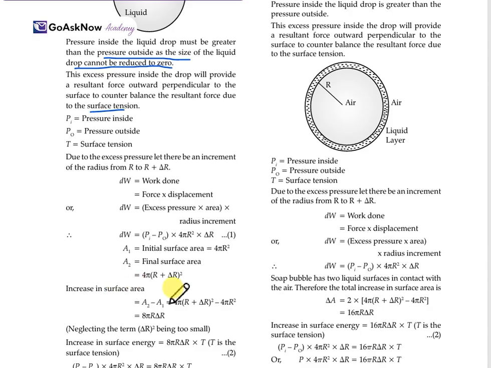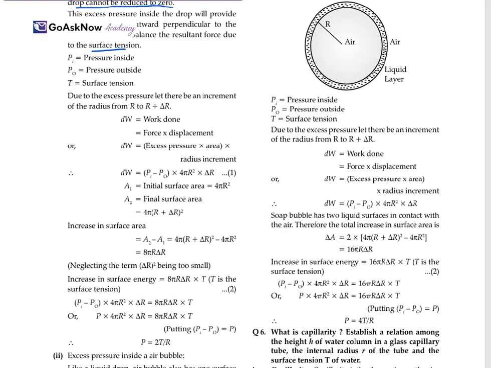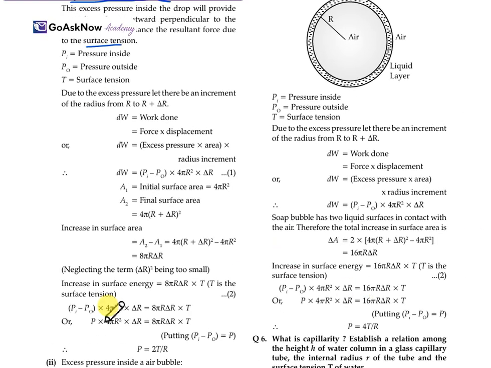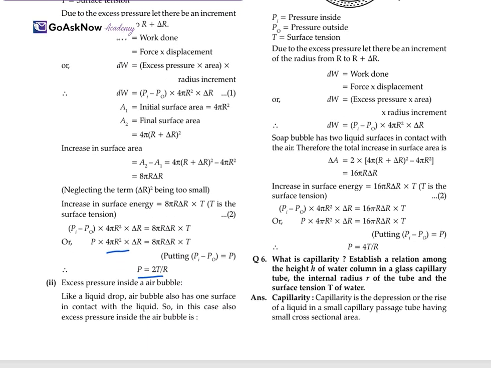The increase of the surface area will be A2 minus A1. So we substitute the value here, and we get 8 pi r delta r, neglecting delta r square as it is too small. So the increase in the surface area will be, P into 4 pi r square into delta R. So P will be equal to 2T upon R. This is the excess pressure for the first case.